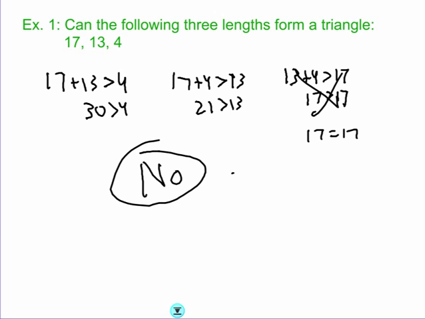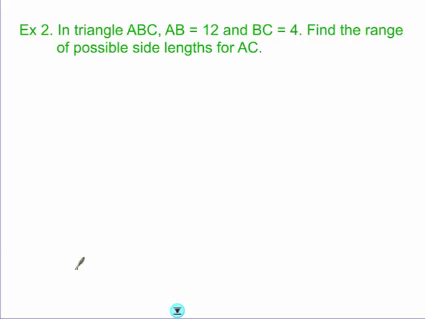All right, so let's move on to the other thing that we would use the triangle inequality theorem for. And that is that if I'm given two side lengths, sides AB and BC, I want to find the range of possible side lengths for AC. So if I think about this, I know the following relationships have to exist. AB plus BC is greater than AC.